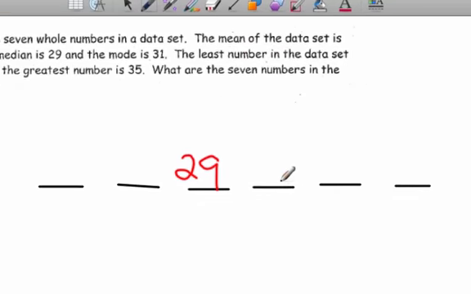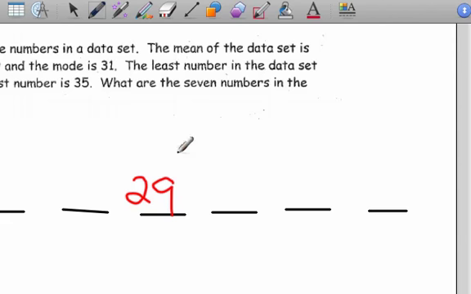The mode is 31. So somewhere after this 29, there's going to be more than one 31. The last number in the data set, or the least number in the data set, is 22. So we can write 22 over here if we're writing these in least to greatest. And then the greatest number is 35. So I know that this is 35 right here. And then these numbers right here would have to be 31 since this is the mode. 31 occurs twice. Now since 31 is the mode and nothing else is the mode, I know these two numbers have to be different numbers. I also know that they have to be between 22 and 29.